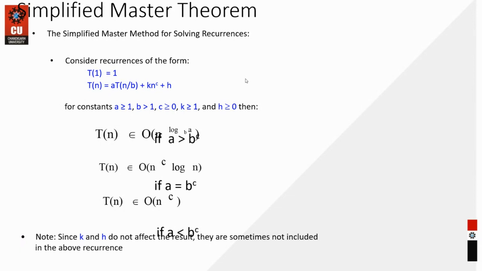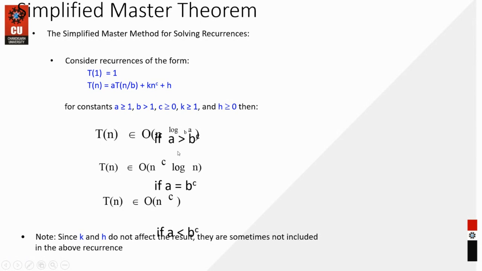Now T of n, so actually there is some formula. You need to understand this formula. The T of n belongs to a to the power... actually, it is very difficult to understand. I would be telling you clearly, because this expression is not written properly.